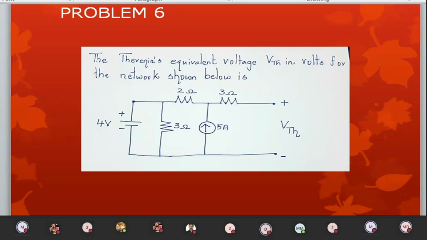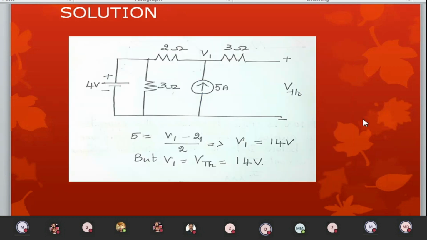Now see the circuit. The Thevenin's equivalent voltage V Thevenin for the network shown below is? So this looks very simple, right? Because it has only two sources, one active voltage source and one active current source, and it has certain resistors. Now let us work out this problem.